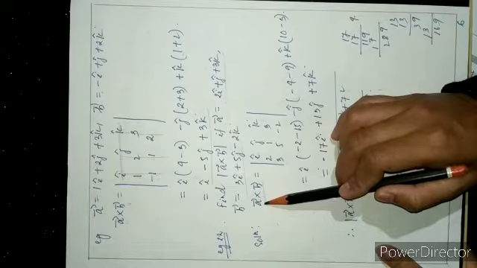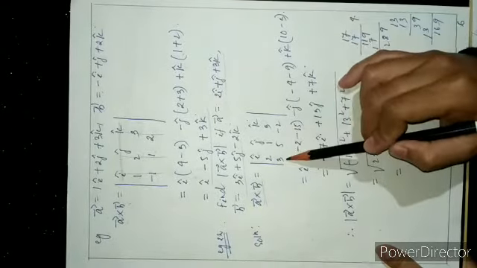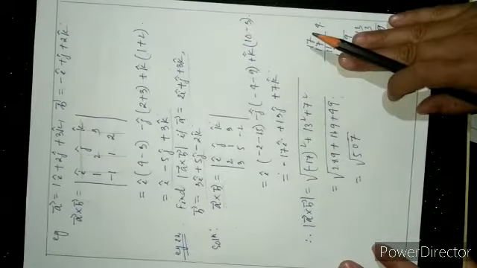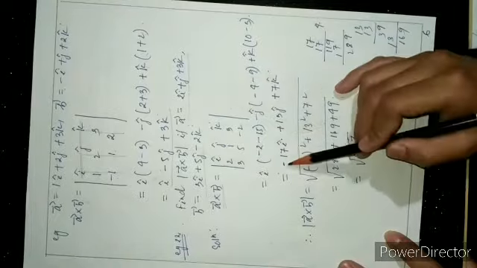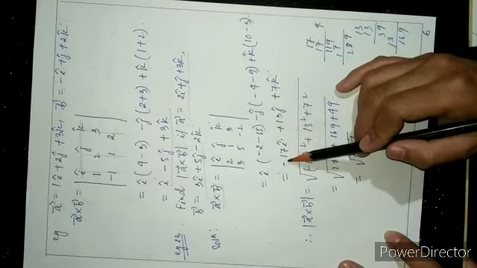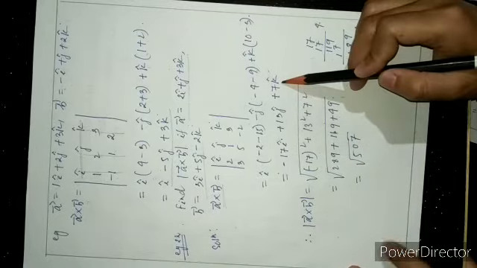Then write the components of A. Components of A are 2, 1, 3. Then write the components of B: 3, 5 and minus 2. Expand the determinant. By expanding this determinant along the first row we get A cross B is equal to a vector whose components are minus 17 I cap plus 13 J cap and 7 K cap.